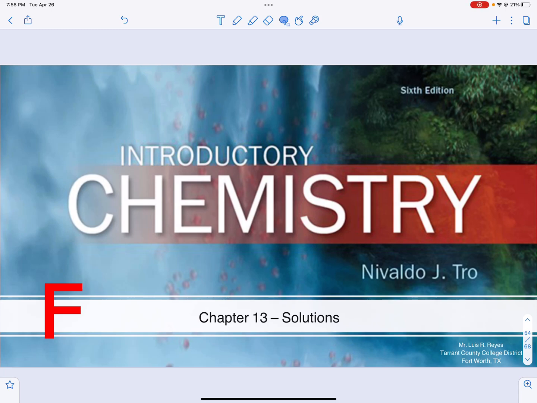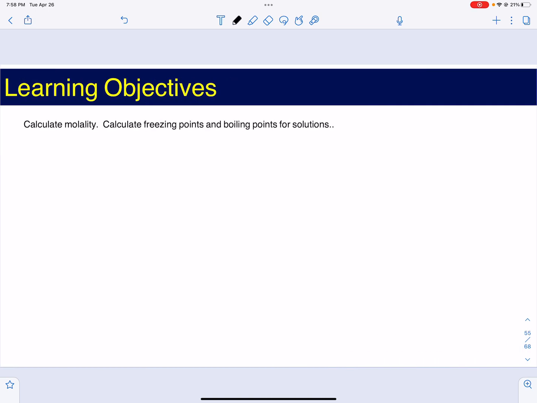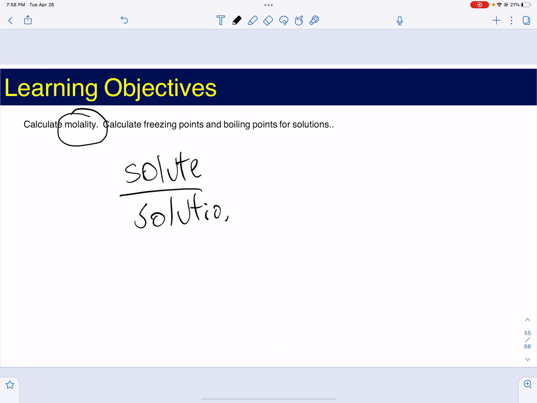Welcome back. At this point of the lecture, we get to discuss a special type of concentration measurement. This is going to be called molality. And molality is the only concentration that does not follow the pattern of solute over solution. Like mass percentage is mass of the solute over the mass of the solution. Molarity is moles of the solute over liters of solution. Molality doesn't follow that pattern.